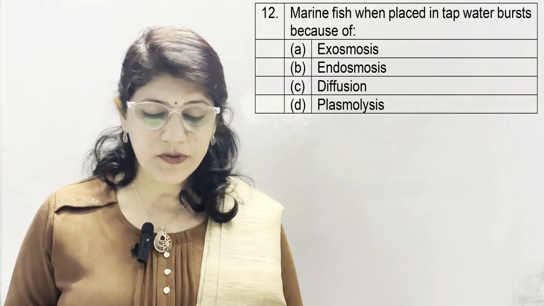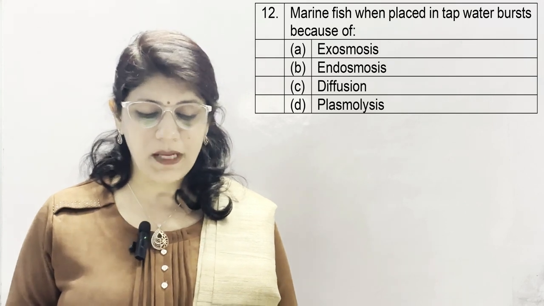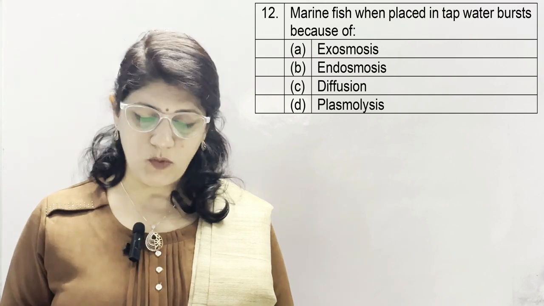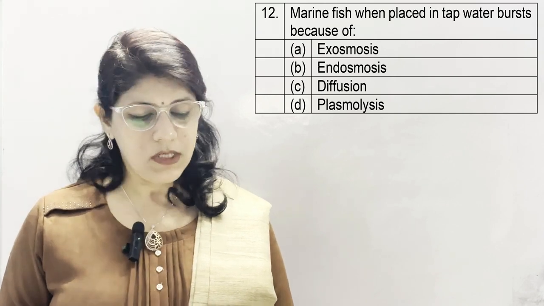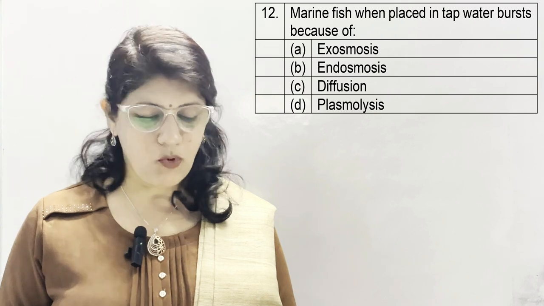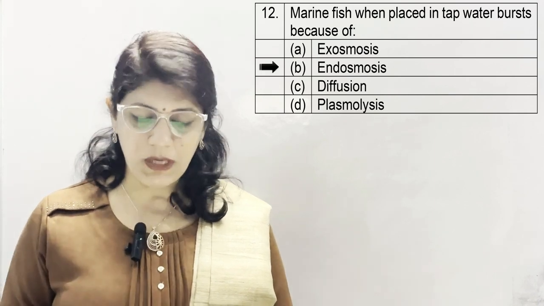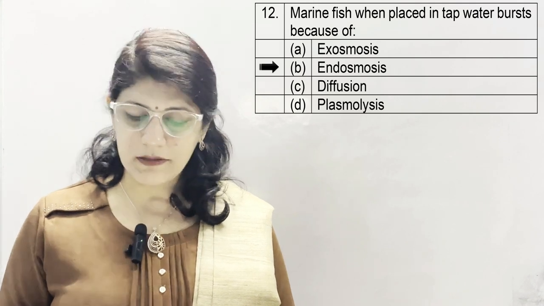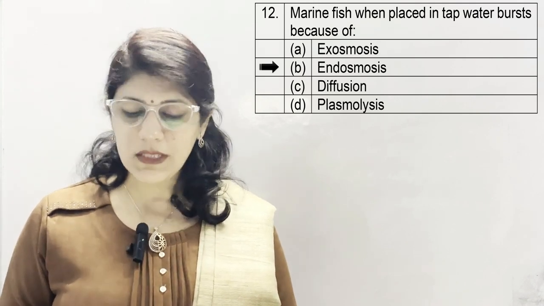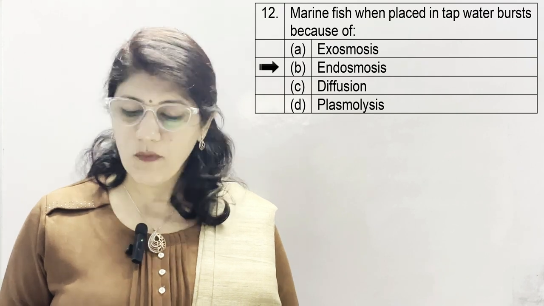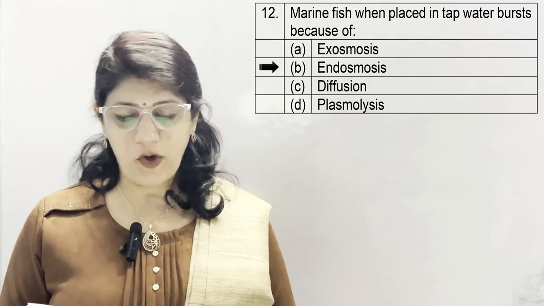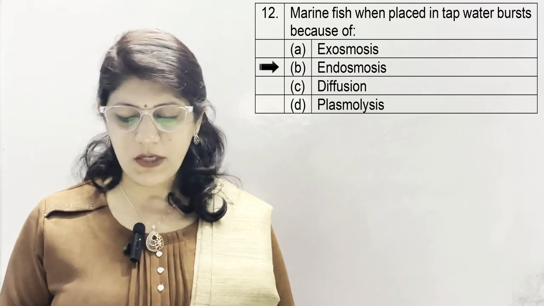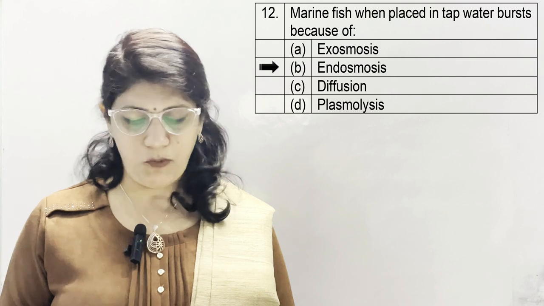membrane. In question number 12, marine fish when placed in tap water burst because of A, exosmosis, B, endosmosis, C, diffusion, and D, plasmolysis. And the correct option is B, which is endosmosis. Because marine fish are accustomed to salt water, means high concentration of solutes, whereas fresh water is devoid of solutes. So endosmosis causes the fresh water to diffuse into the cells and hence they explode.